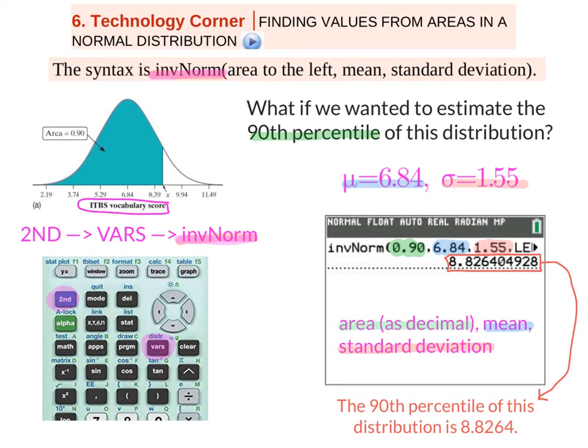So we would say the 90th percentile is at about 8.8264, which in terms of what this data is saying is that students at the 90th percentile are scoring at almost a ninth grade reading level in 7th grade, which is pretty dope. Good for you.